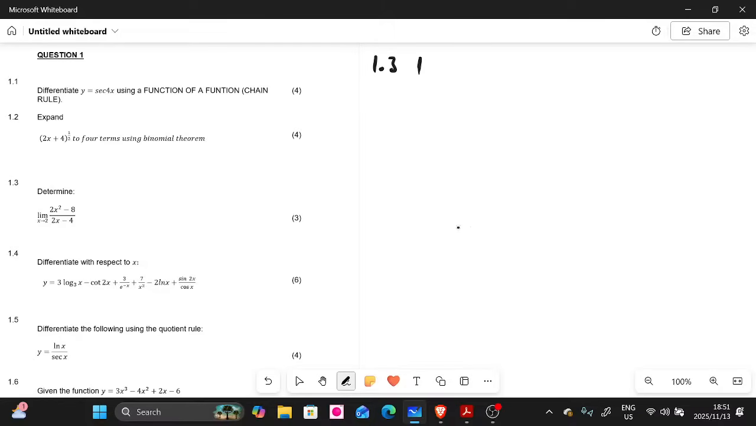So we have limit, right, and then x approaches 2, and then on the numerator we have 2x squared minus 8, divided by, what do we have there, 2x minus 4, right?